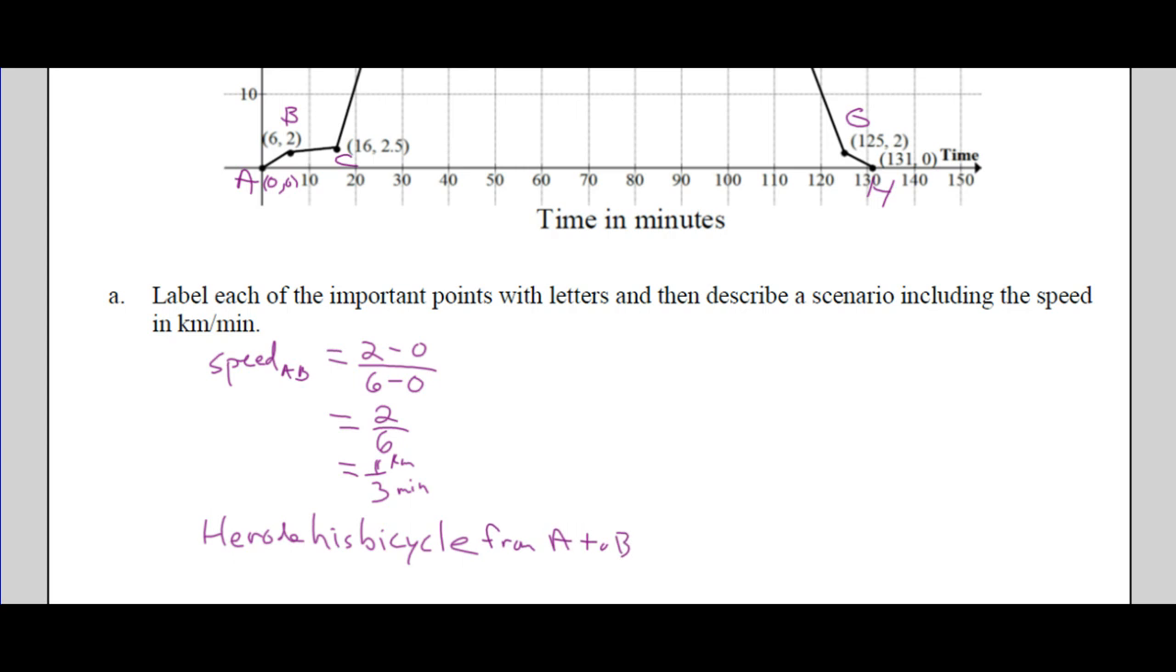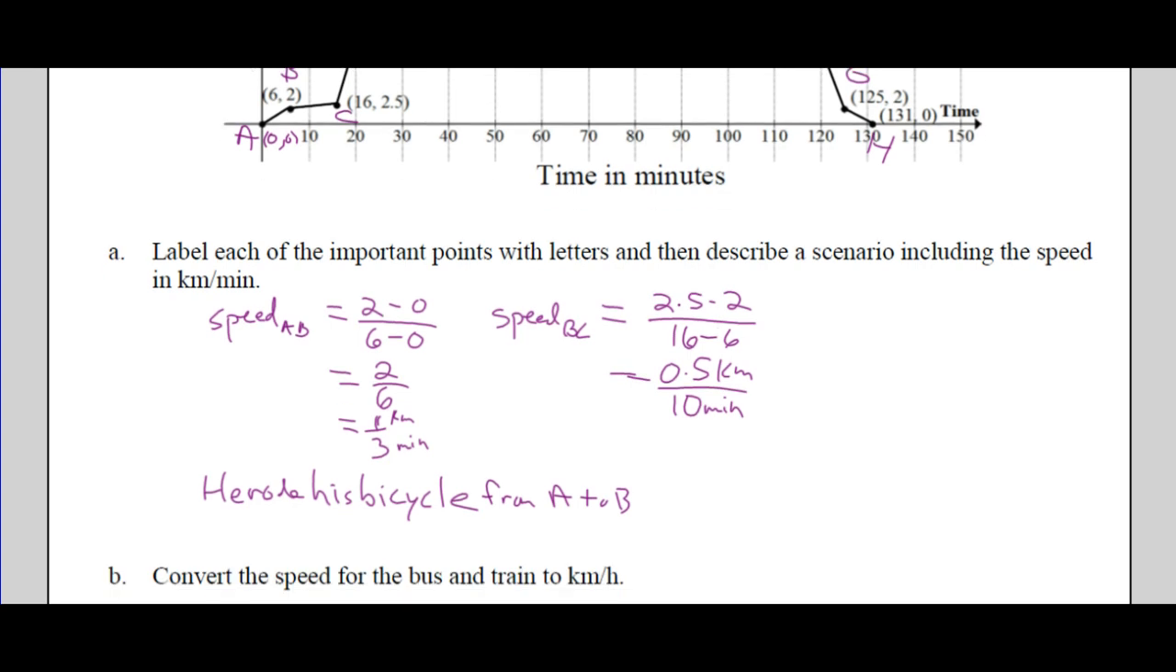Now, as we figure out each of the rest, we'll say his speed was this, so he got on the train, or he got on the bus, or whatever. So we want the speed from B to C. We're saying from A to B he rode his bike, and then it looks like it's going pretty slow, right? Because he went from 2 to 2.5 kilometers, and from 6 to 16 minutes, which is 0.5 kilometers in 10 minutes.